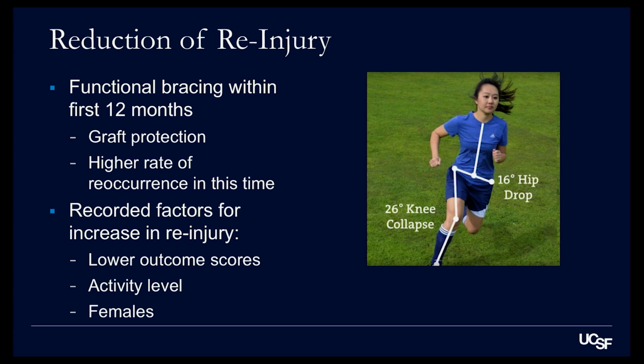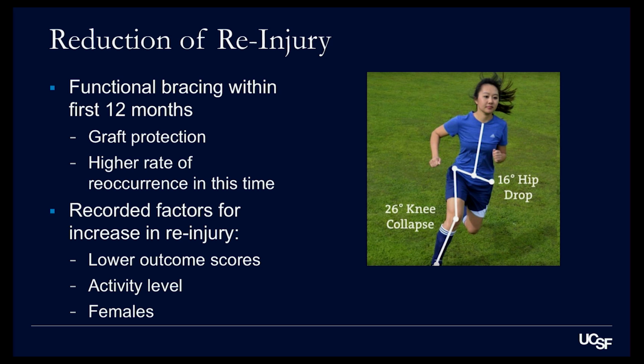Okay, so I'm going to start talking about the reduction of re-injury with bracing. Studies have shown that utilizing prophylactic bracing is beneficial to limiting the injury. This is the difference between possibly being out for a day versus the whole season. So this is more sports related. Within the first 12 months, the brace helps give graft protection during the higher rate of re-injury during this time. The literature says reoccurrence happens due to low outcome scores.